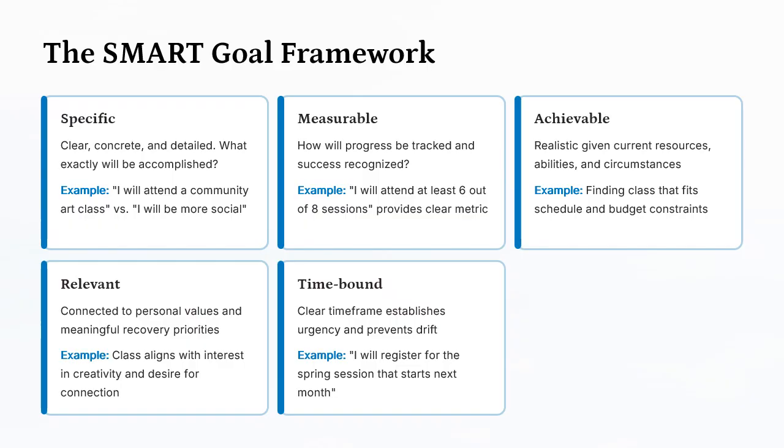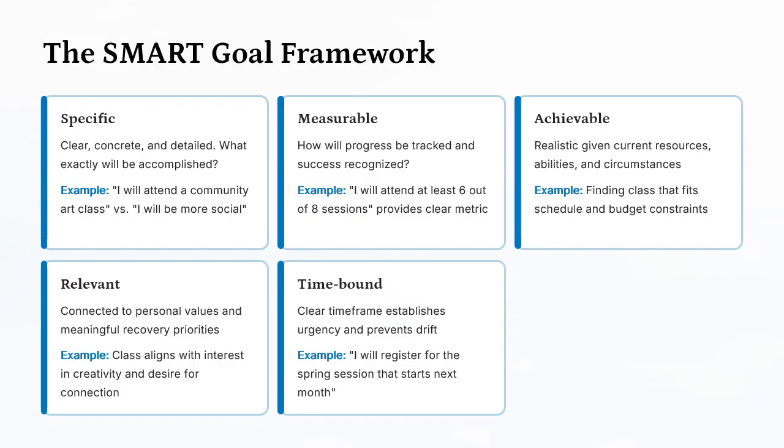S is for specific. A goal should be clear and well defined, addressing the who, what, where, when, and why. Instead of a vague statement like, I want to get a job, a specific goal would be, I want to find a part-time job at a bookstore that I enjoy by talking to a supported employment specialist this month. This level of detail provides a clear mission for the goal and helps the individual focus their efforts.